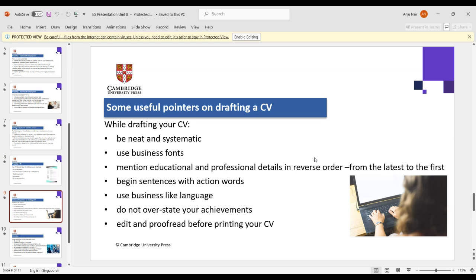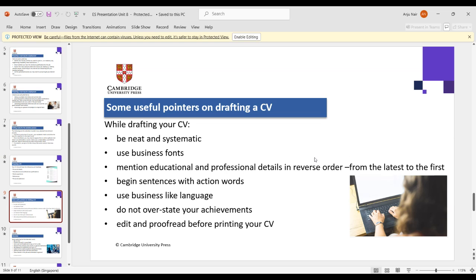That is, reverse chronological order, from the latest, the current one, to the earlier ones. Whatever you mention in your CV, whether it is your educational qualification, your work experience, the projects that you have done, or the awards that you have received, start from the latest to the oldest one.